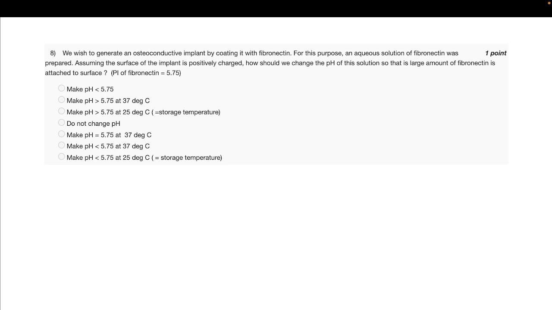So, simple question, we have a surface, we want fibronectin to be attached to it in a large amount, and this is implanted into the patient's body. So the question is asking us what should be the pH of the solution so that the most amount of fibronectin is still attached to the surface after implantation. Any answers? Option 2. Option 2, that is make pH higher than 5.75 at 37 degrees Celsius.